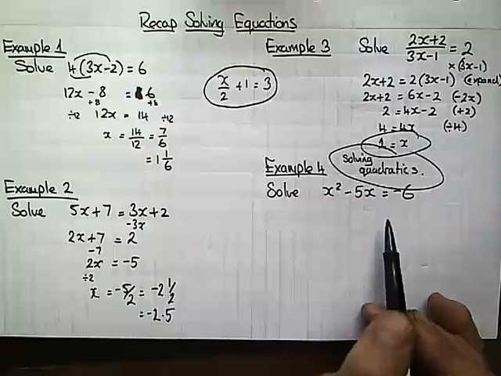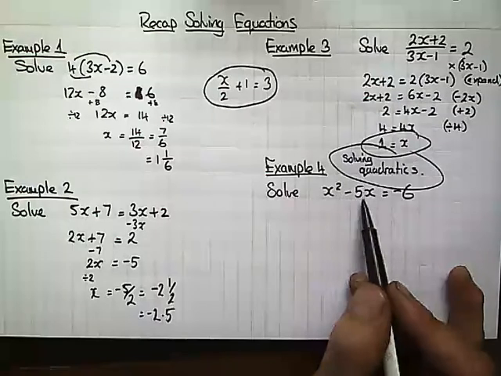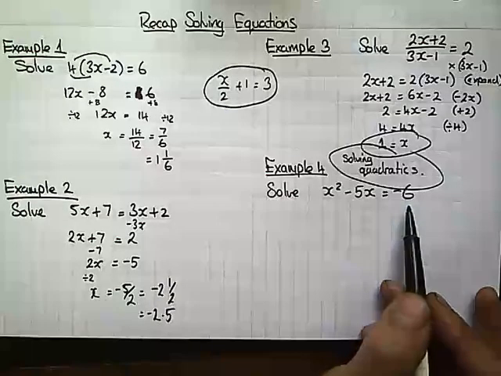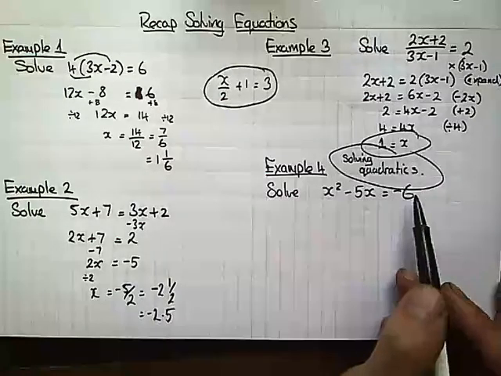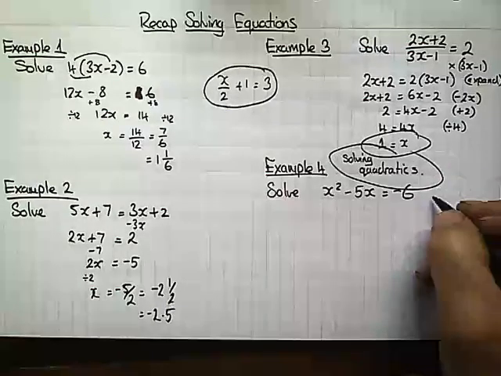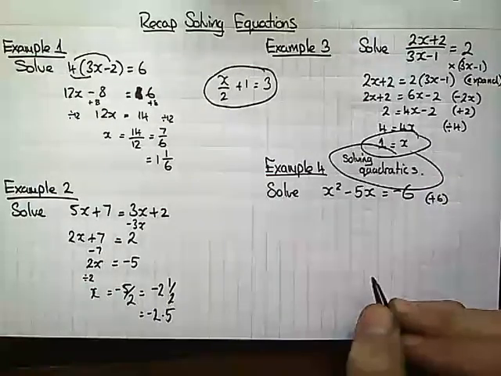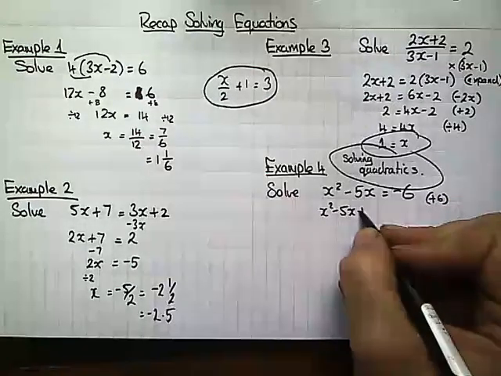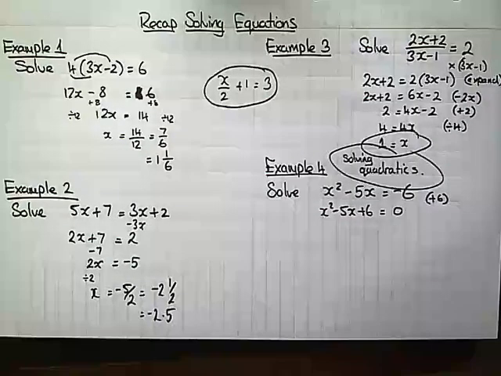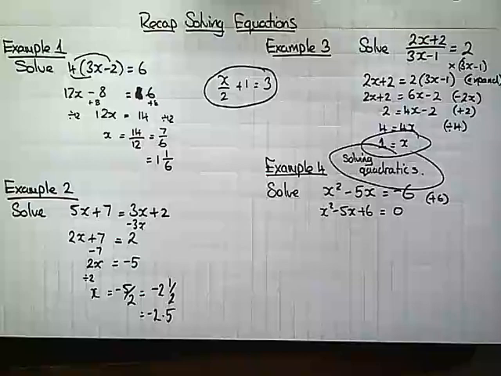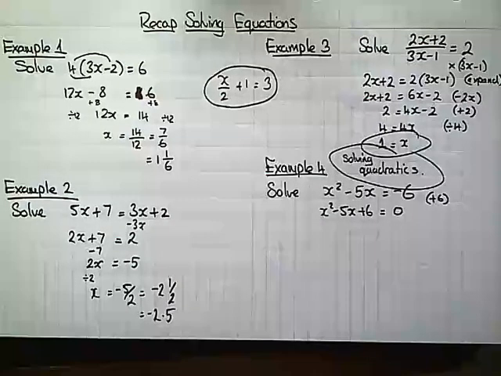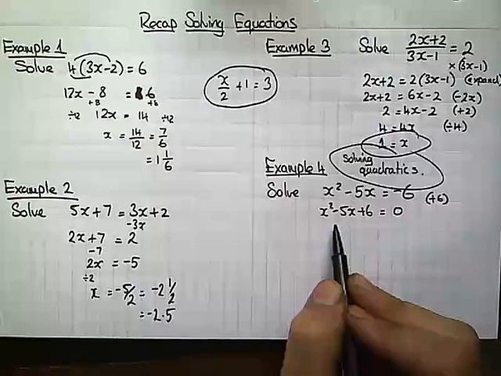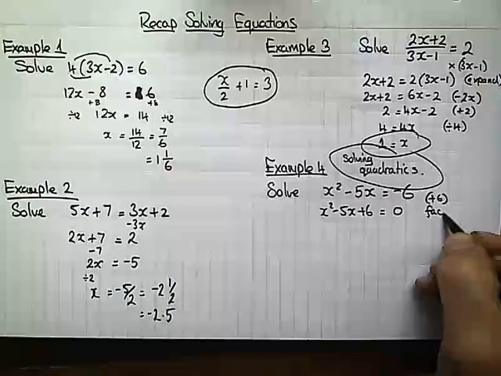But this equation x squared minus 5x is not equal to 0, it's equal to minus 6. So what I need to do is undo this minus 6 so I've got 0 on this side. The way we do that is by adding 6 to both sides. So we get x squared minus 5x plus 6 equals 0. Now I can start doing something that we have seen in class. We need to factorize this quadratic.